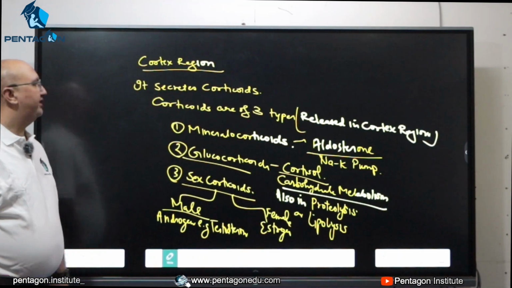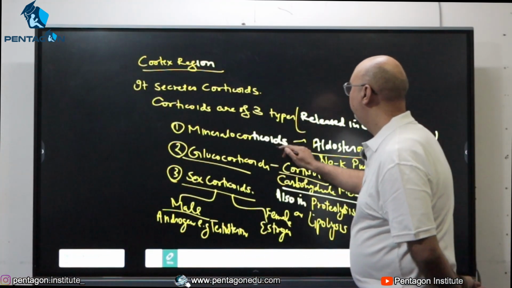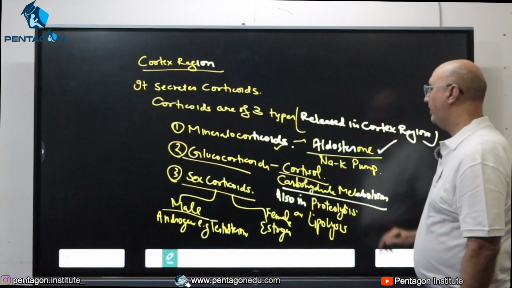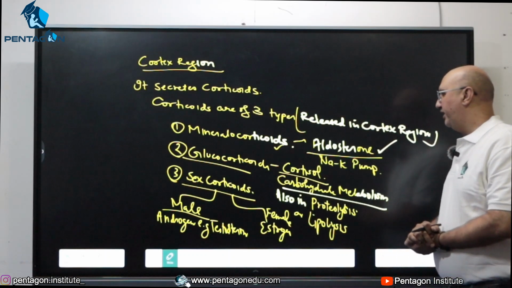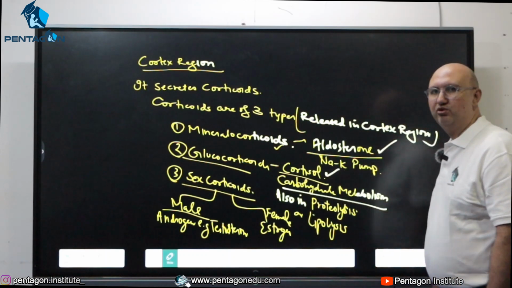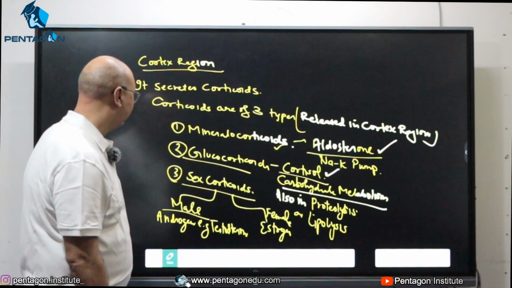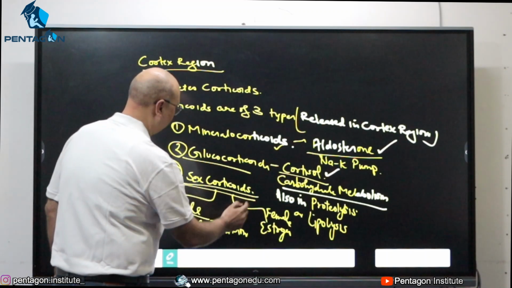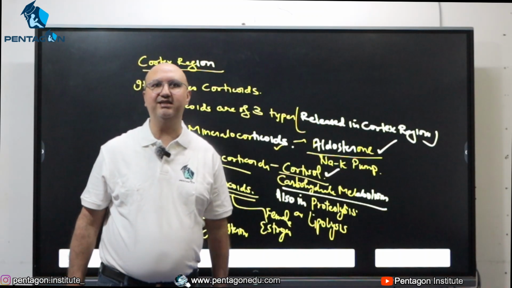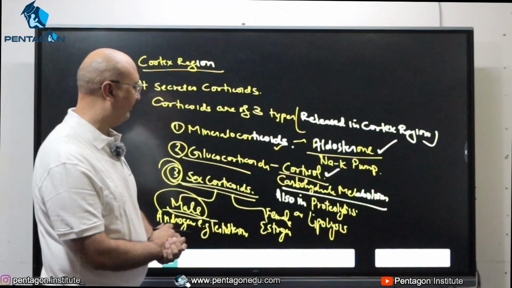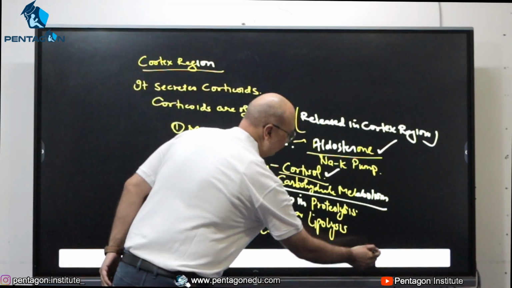So the cortex region secretes 3 types of corticoids. First is mineralocorticoid, aldosterone, which has its role in the sodium potassium pump in the kidney mechanism. Second is glucocorticoids, cortisol, which has its role in carbohydrate metabolism, proteolysis and lipolysis. Third, sex corticoids. In male, it secretes androgens, which is testosterone, responsible for secondary characteristics in male. In female, it is estrogen, which also has its role in secondary characteristics in female.